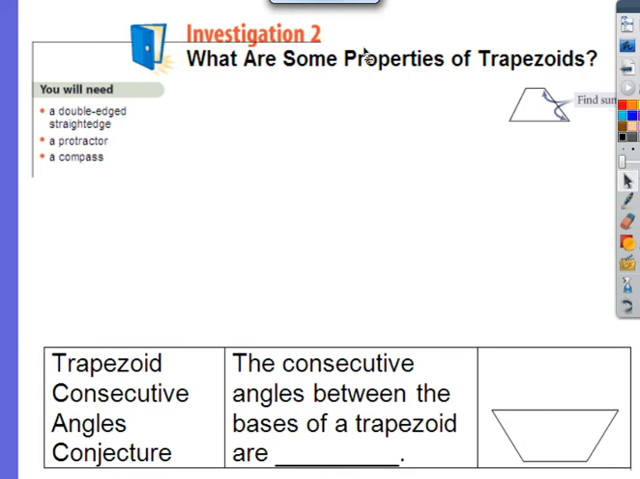But now we need to move on to trapezoids. Again, that's why I went to that previous screen so you could see we just did kites. Now we are talking about trapezoids. And you have the trapezoid consecutive angles conjecture. So what are some properties of trapezoids? Well, one is the consecutive angles between the bases of a trapezoid are supplementary. Now you need to remember what supplementary means. That means that they add up to 180 degrees. The consecutive angles between the bases of a trapezoid are supplementary.